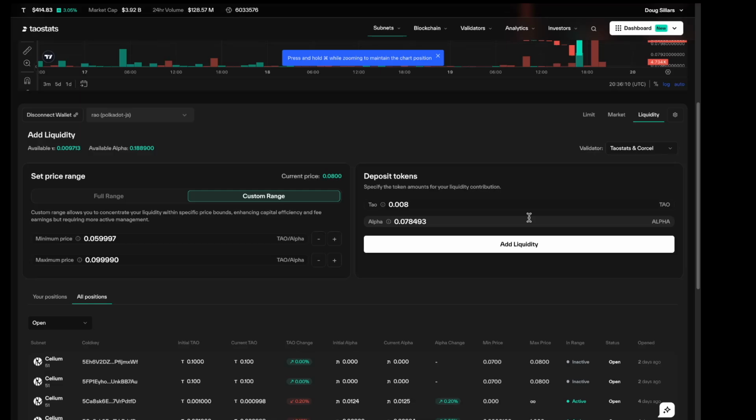Uniswap V3 liquidity is an exciting new option that's available inside the taostats network, and we're really happy to be able to support users who want to avail themselves of this tool.